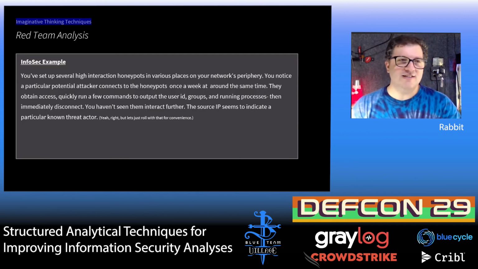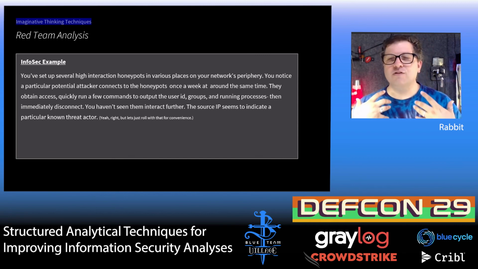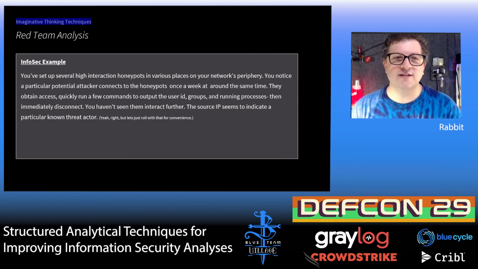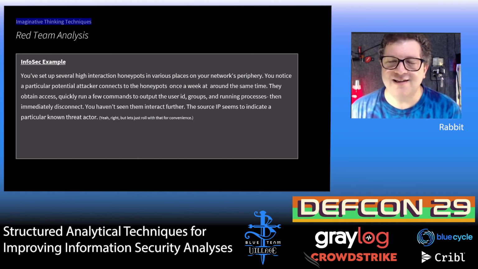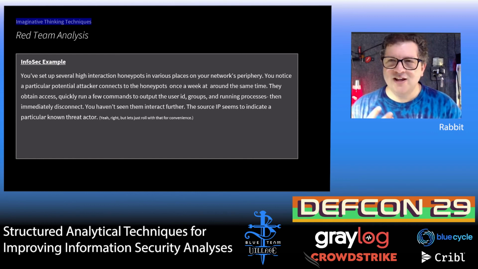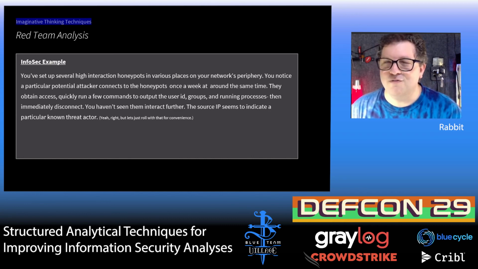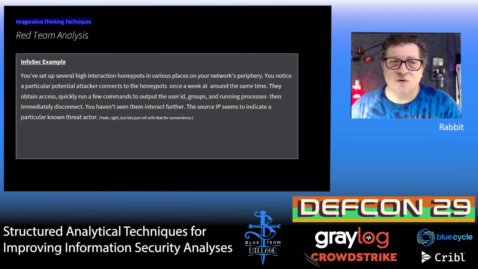An information security example. So you've set up several high interaction honeypots in various places on your network's periphery. You notice a potential attacker always connects at the same time. They connect real quick. They get in. They run a few meaningless-seeming commands where they just check the user ID to make sure they're root. And maybe they enumerate some processes and dump some information about what kernel it's running, and then they leave. And they just do that over and over and over and never do anything more with it.